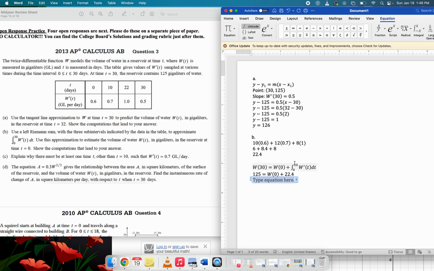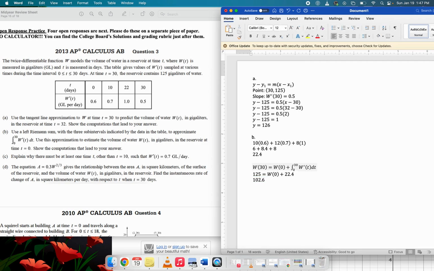So 125 minus 22 would be 103, and then minus another 0.4 would be 102.6, I think? Probably? Yeah. Cool. So that's what I would say. That the units there are gigaliters.